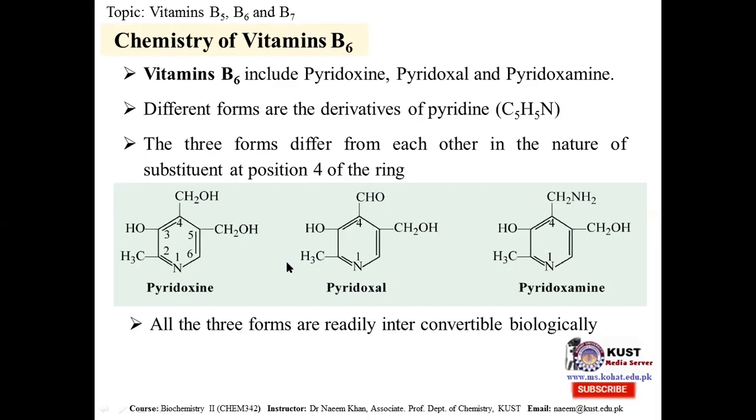All three forms are readily interconvertible biologically because they differ only in the substitution at carbon number 4. So they are easily convertible into one another. The structure can be found in the GLJ book of biochemistry.